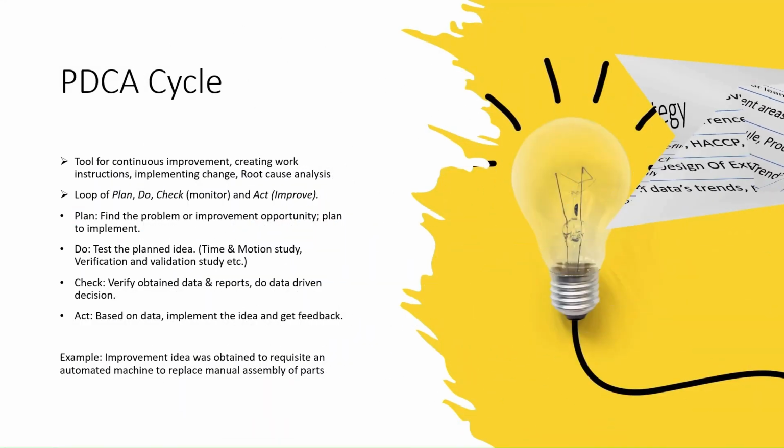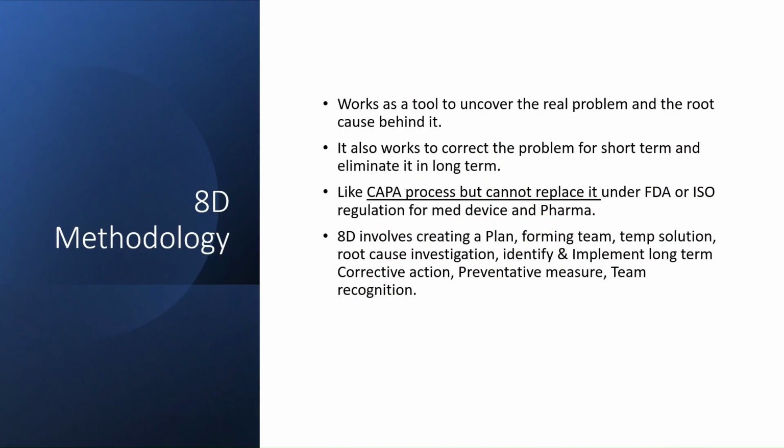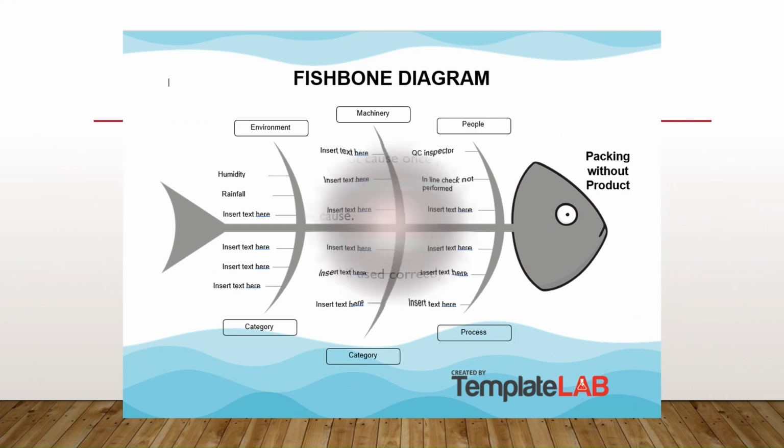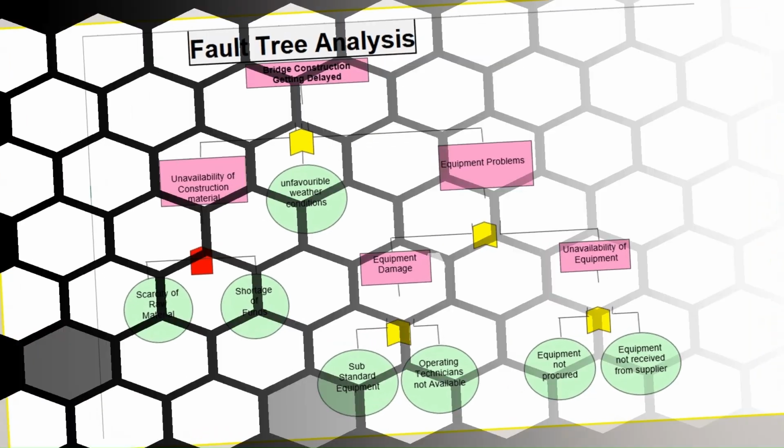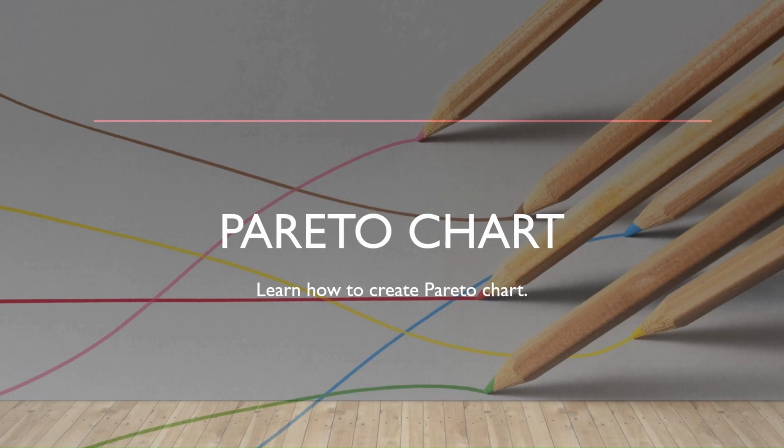But that's not all. Our course goes beyond just CAPA system and also covers various continuous improvement tools such as DMAIC, PDCA cycle, and 8D methodology. You'll also learn how to create root cause analysis tools such as Ishikawa or fishbone chart, 5 whys, fault tree analysis, process maps, Pareto chart, and much more.